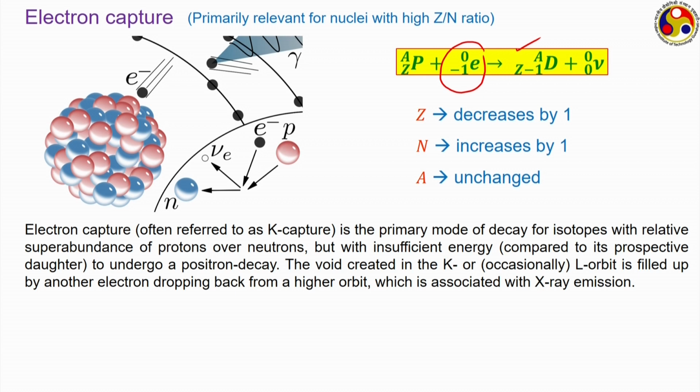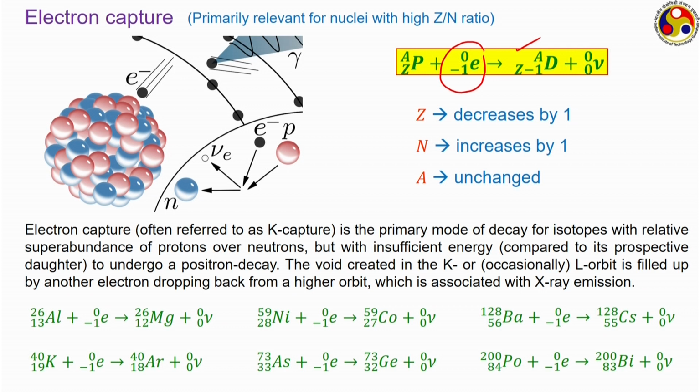So, we know similar to the positron decay, during electron capture also Z is decreasing by 1, that is, the number of protons is decreasing by 1, but the total number of nucleons remains unchanged because the number of neutrons has increased by 1. These are some examples, starting with 13Al26, which is consuming one orbital electron and getting converted to 12Mg26, and we can have other several reactions involving potassium 40, nickel 59, barium 128 here, and quite a few other reactions as well.